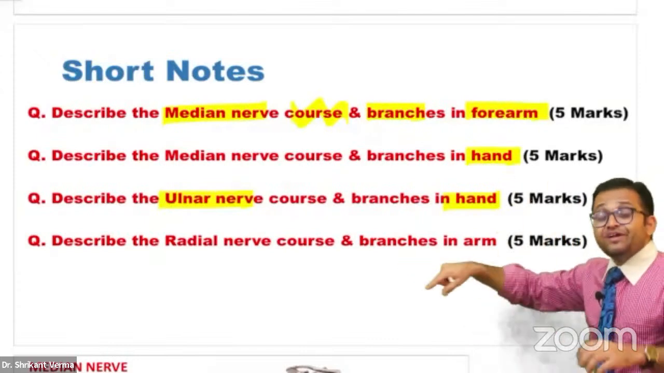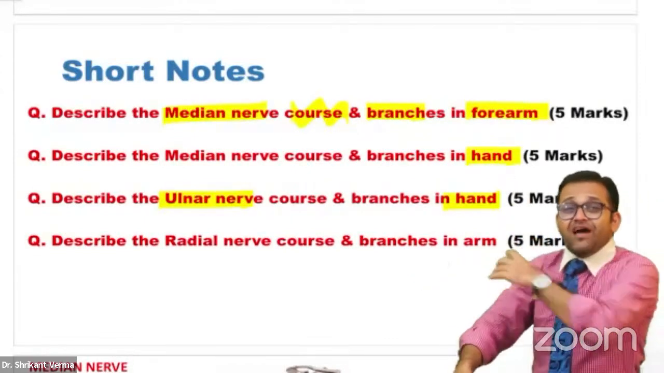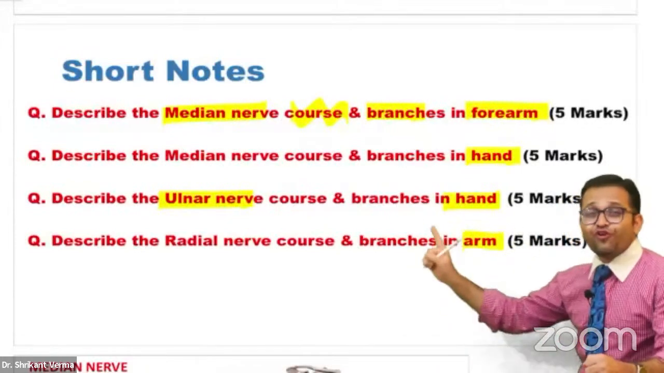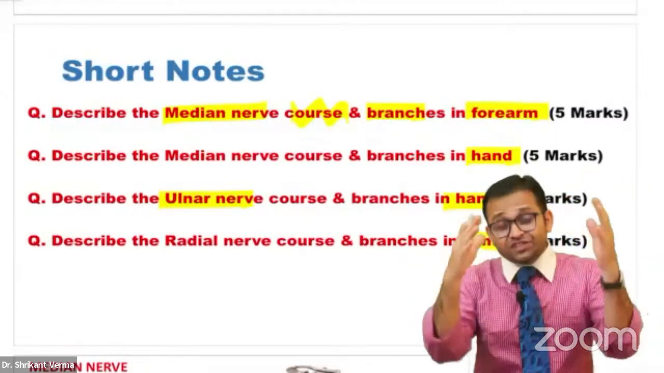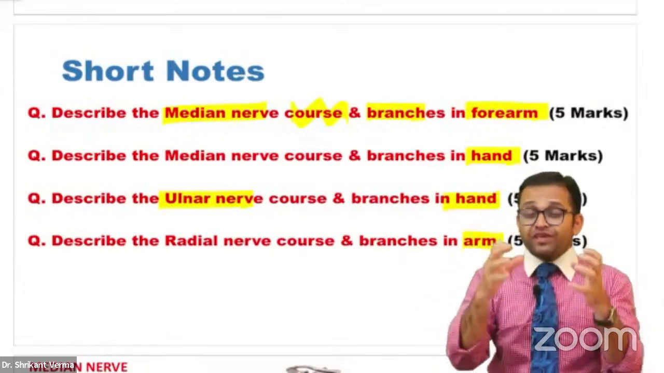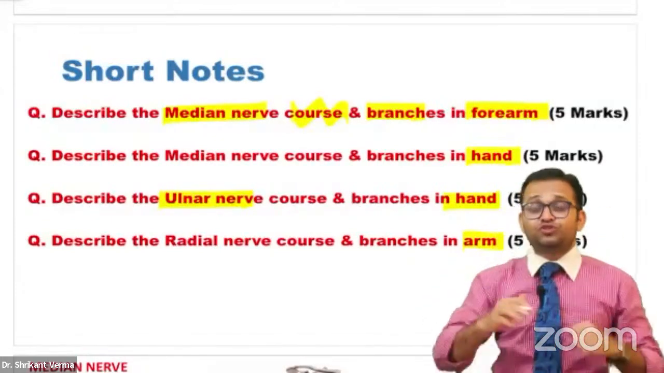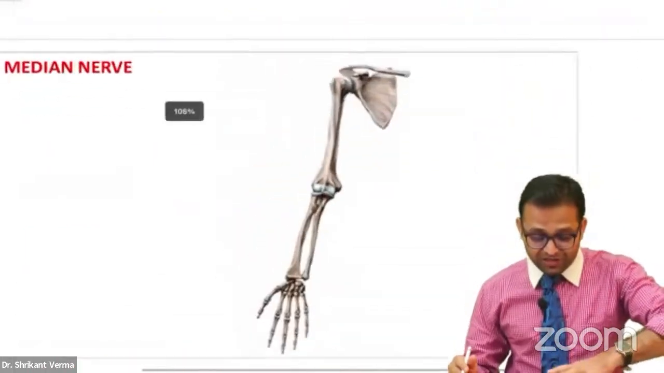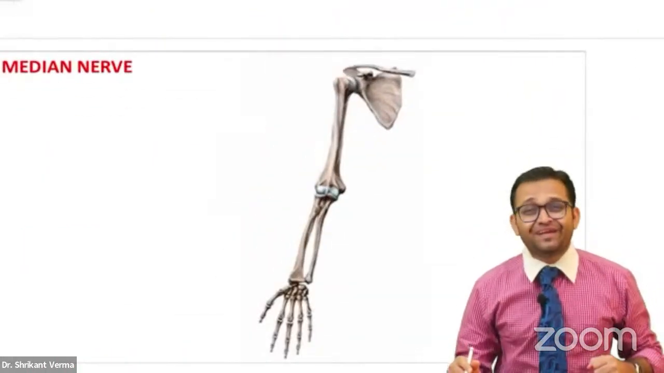And the radial nerve, it has different branches in the arm portion. So this is another 5 mark question for all of you. According to the different states and different universities, we are making the important questions. No excuse with these topics and these questions. So we are starting our today's session with the median nerve.